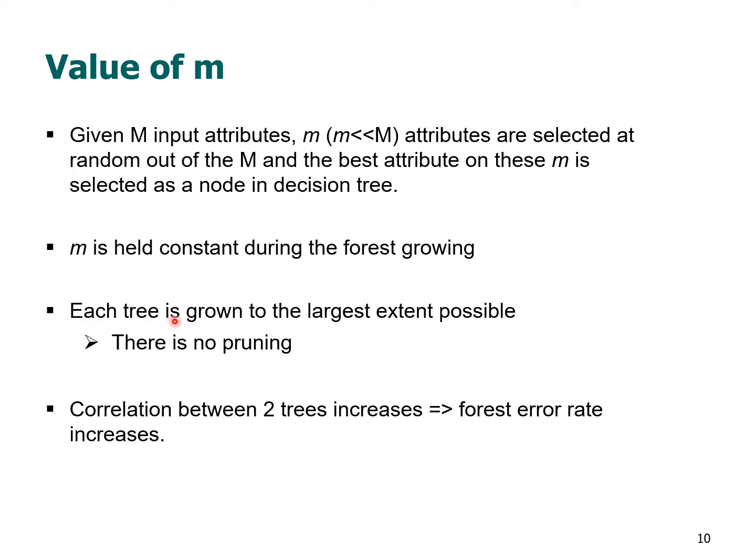And each decision tree is grown to the largest extent possible. That means there is no pruning in each decision tree. Finally, as the correlation between two decision trees increases, the error of random forest increases. Correlation between two decision trees increasing means these two decision trees are dependent on each other, right? In that case, it degrades the performance of random forest. Again, this is a very important issue, and the independence between these decision trees is very important in random forest, and also important in ensemble methods in general.